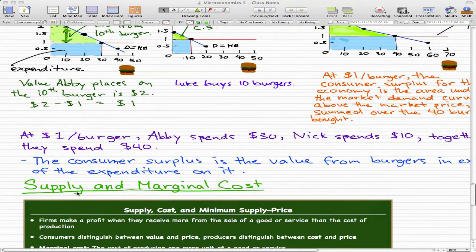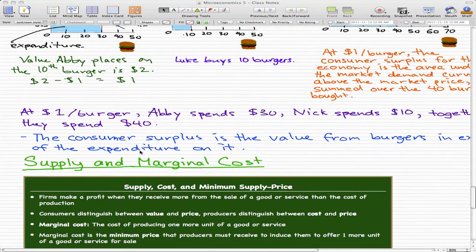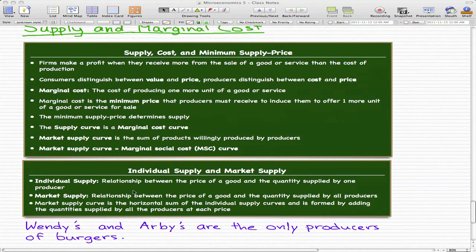Now, the individual supply and market supply definitions are pretty similar to what we already went through with the consumer surplus. Individual supply is the relationship between the price of a good and the quantity supplied by one producer. The key word here is one producer. That's individual supply. Market supply is, as you would have guessed, the relationship between the price of a good and the quantity supplied by all producers in the market.